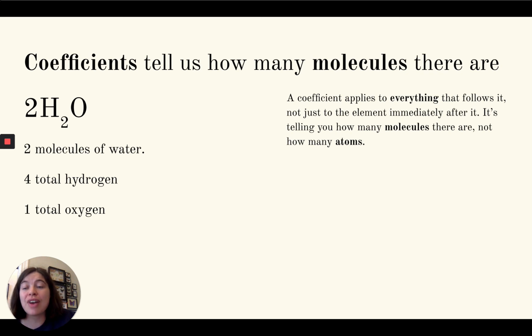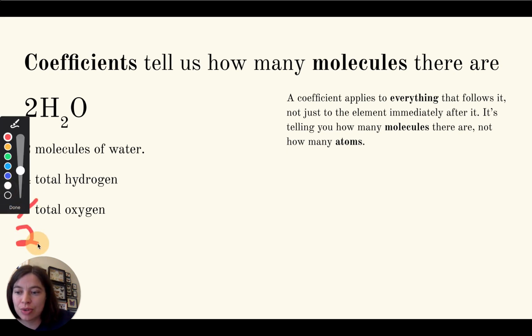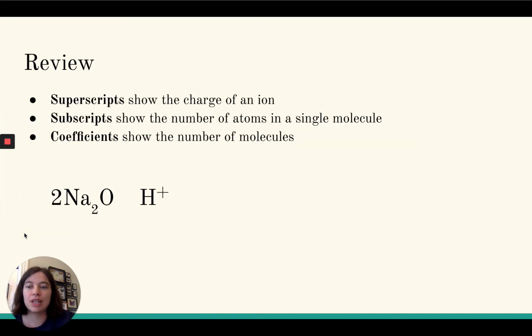So in total here, I've got 4 hydrogen atoms, 2 per molecule, and 2 total oxygens. Sorry, that's written wrong. I should say 2 total oxygens. The coefficient applies to everything that follows it. So that coefficient tells us both the number of hydrogens and the number of oxygens because there's 2 molecules. So to review, when we are reading chemical formulas, we can use superscripts to show us the charge of an ion. We can use subscripts to show us the number of atoms in that molecule. And we can use coefficients to show us how many molecules total we have.